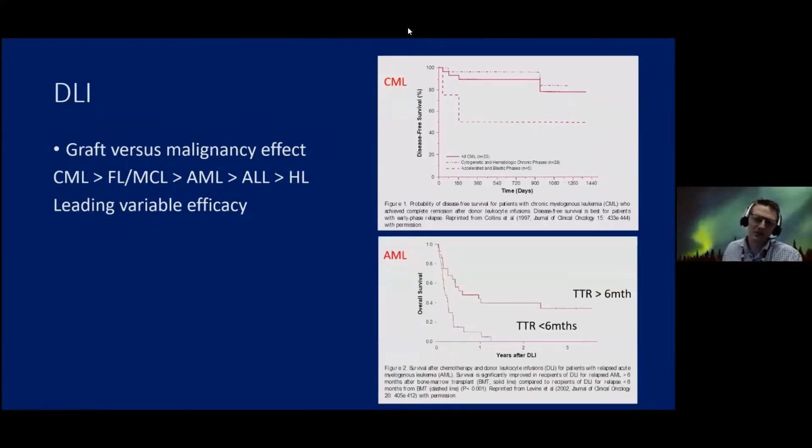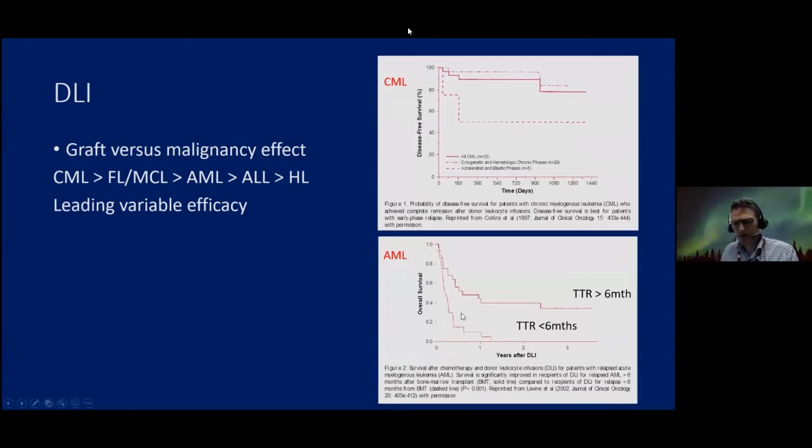In the case of AML, those effects are a lot less notable and potent, and certainly DLI alone for active malignancy has shown very poor long-term outcomes. So any responses that may be achieved seem to be very short-lived. So cytoreduction or control of disease prior to DLI clearly is important in this disorder.